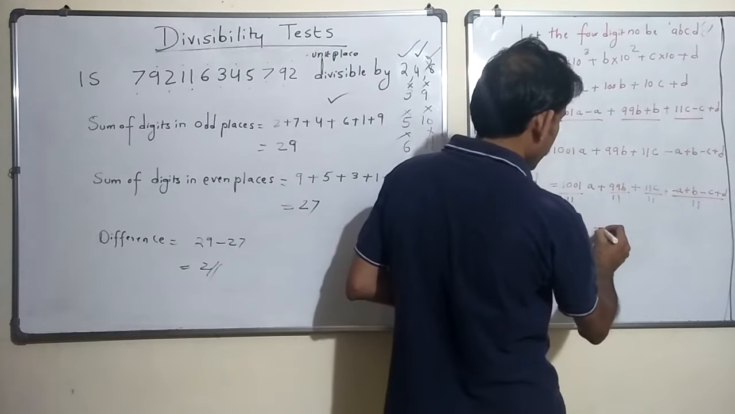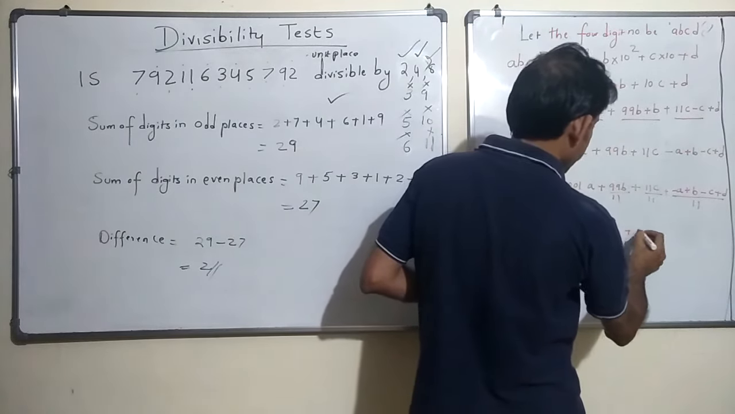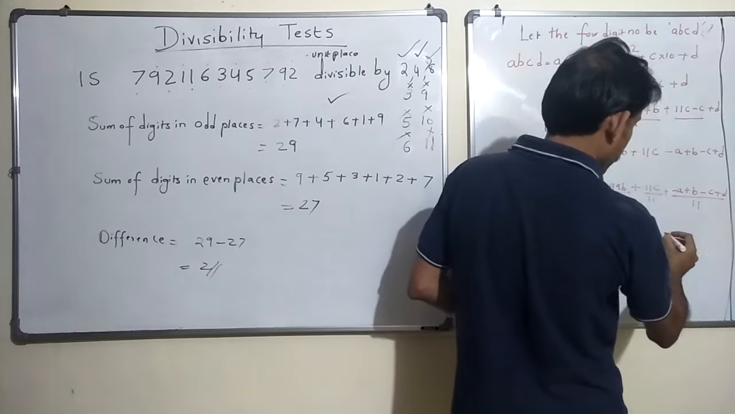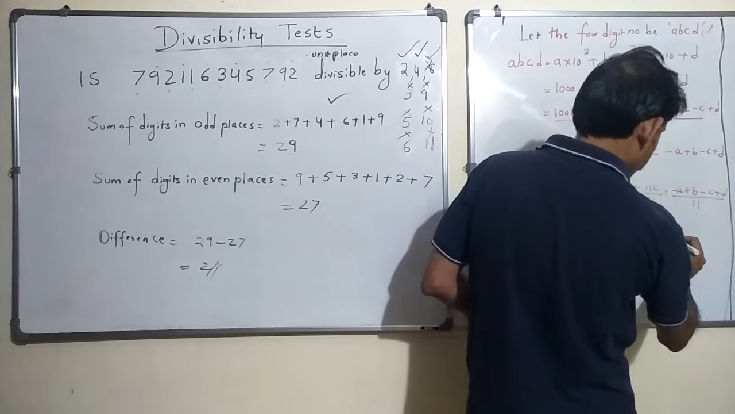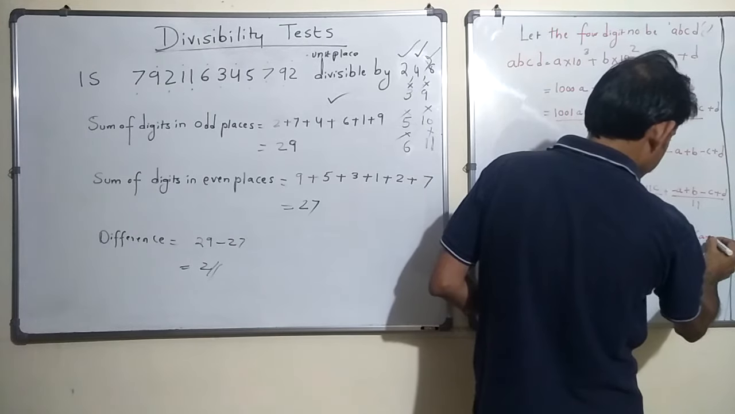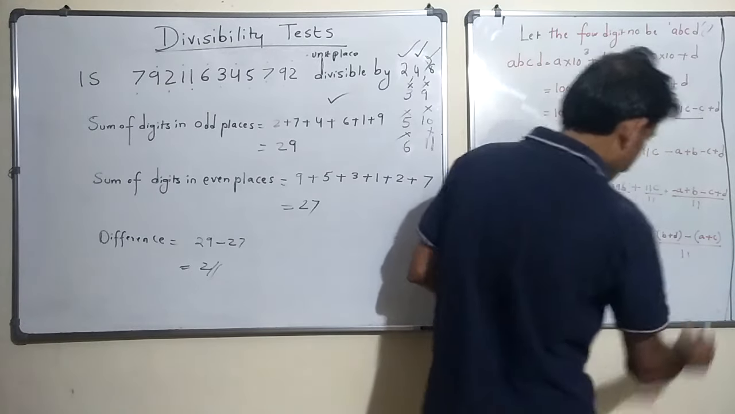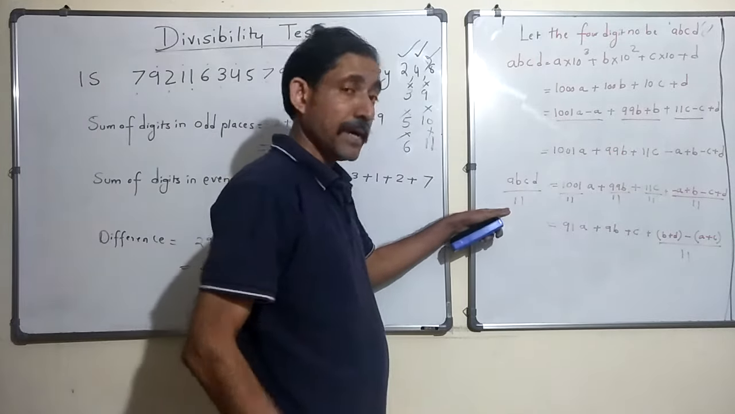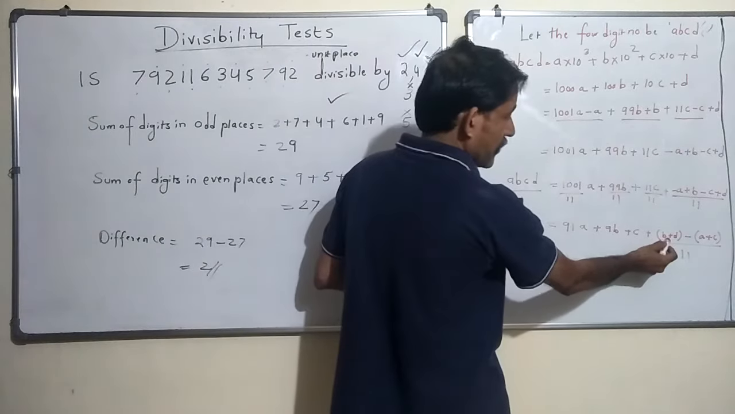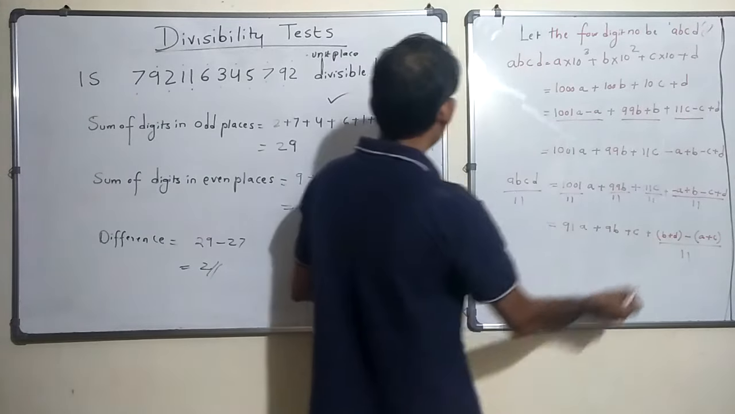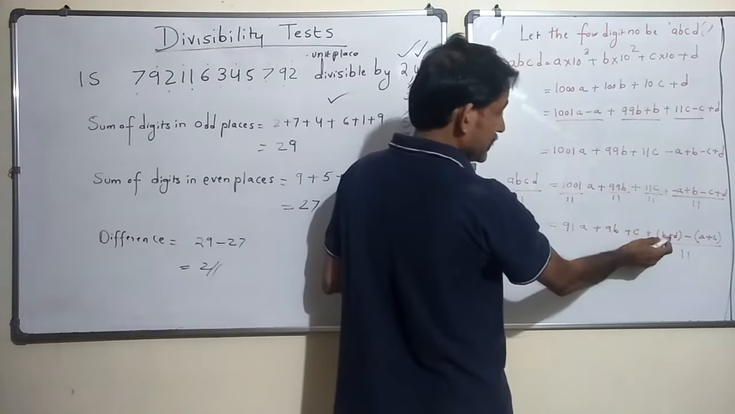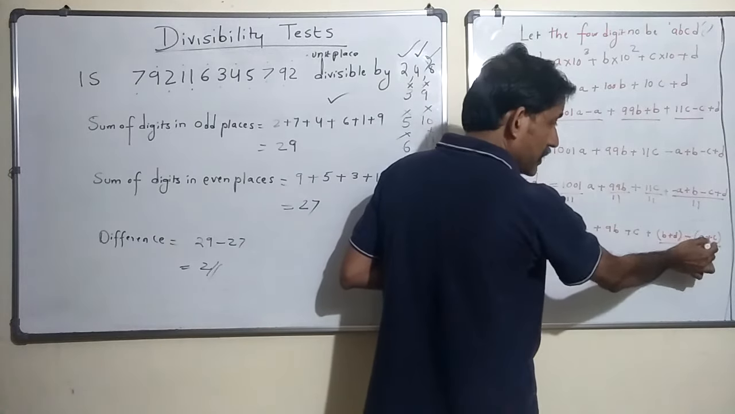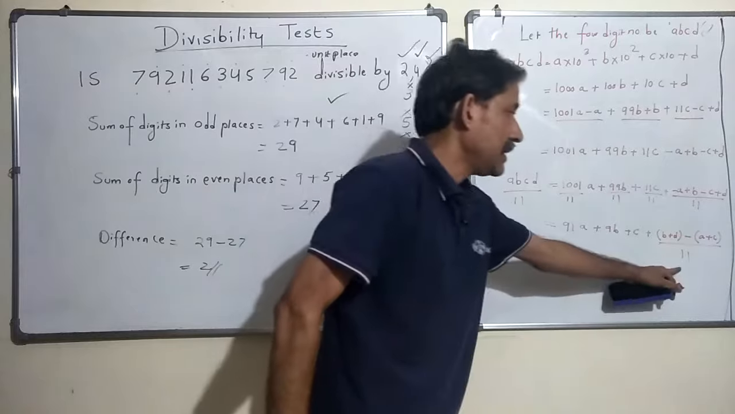Okay. So this is 91A plus 9B plus C, plus, this is important now, B plus D minus A plus C, by 11. As you can see, this number ABCD is completely divisible by 11 only if the difference between the sum of the digits in the even places and the sum of the digits in the odd places is divisible by 11.